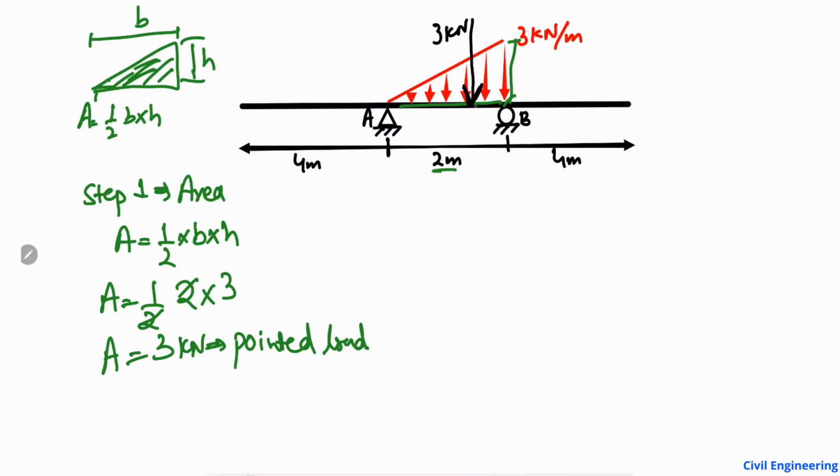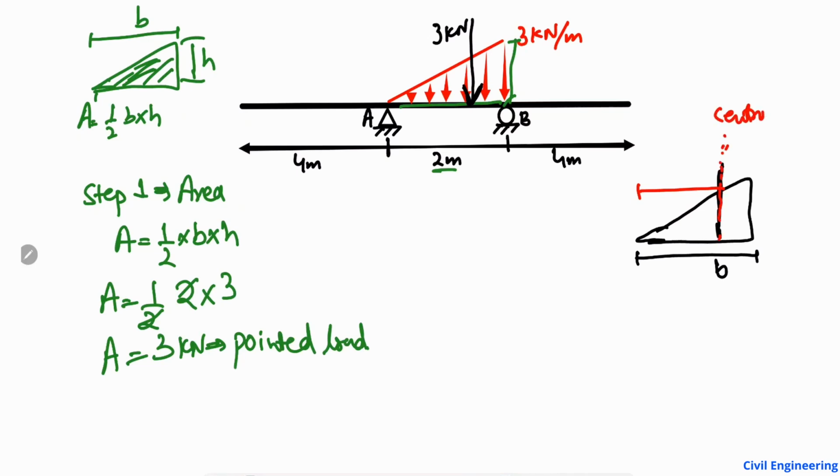But this load will act at the centroid of the triangle. Now this is important to know, the centroid of a triangle. For example, if I consider a triangle with width B, from this distance up to this distance is the centroid. Keep in mind, this is the centroid. This distance will be equal to 2/3 of B, and the little distance will be 1/3 of B. This is the centroid of the triangle.